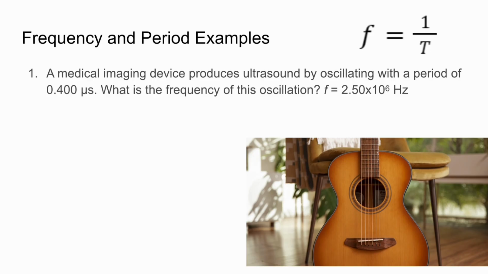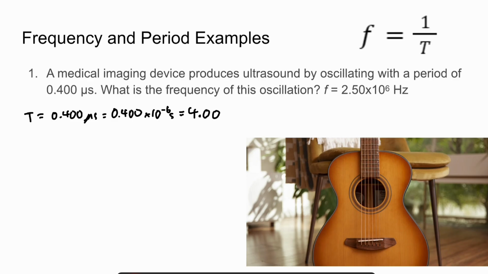So for an example, we've got a medical imaging device that produces an ultrasound by oscillating with a period of 0.400 microseconds. So we've got a period, T equals 0.400 microseconds. And 1 microsecond is 10 to the negative 6 seconds. So that's really 0.400 times 10 to the negative 6 seconds. Or if we wanted to put that into scientific notation, that's 4.00 times 10 to the negative 7th seconds, right?